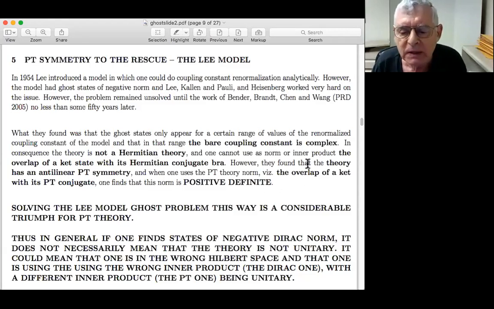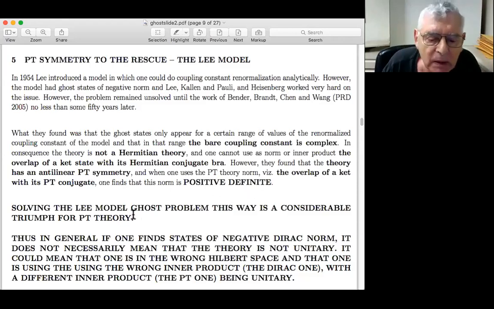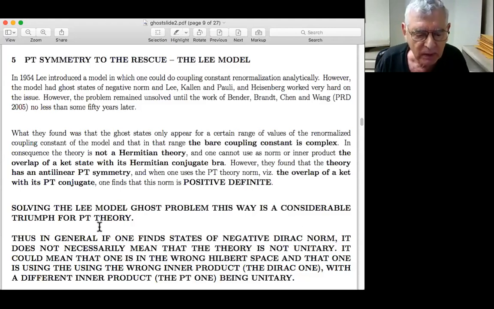They found instead that the theory had an antilinear PT symmetry, this is the work of Bender, Brandt, Chen, and Wang, and that when you use the PT theory norm, the overlap of a ket with its PT conjugate, one finds that this norm is indeed positive definite. Now, in my opinion, solving the Lee model ghost problem this way is a considerable triumph for PT theory, and I'll explain a bit later on what PT theory means.